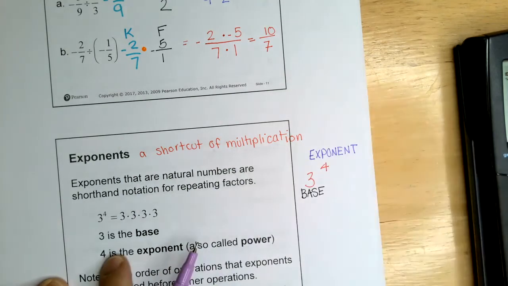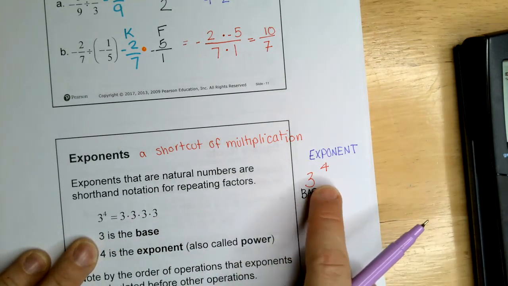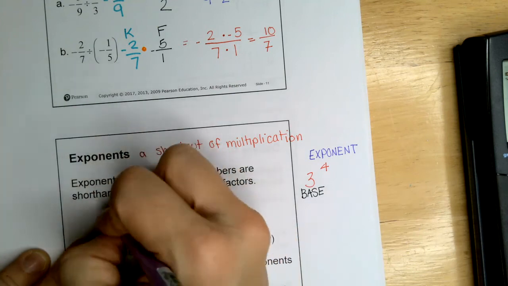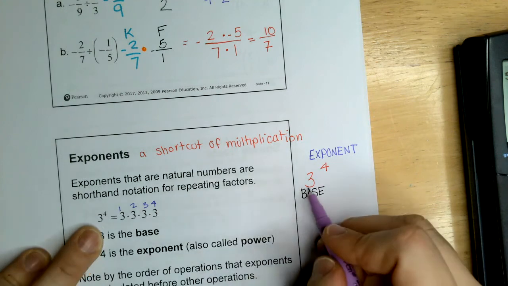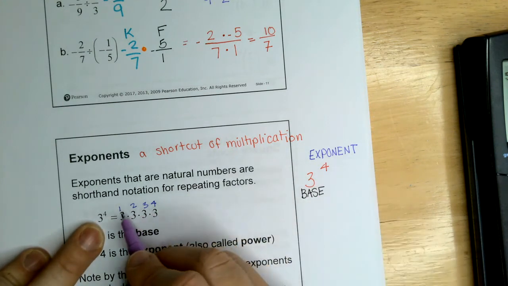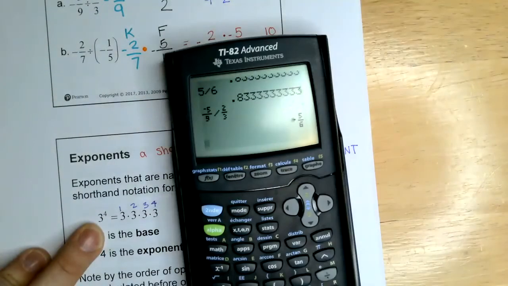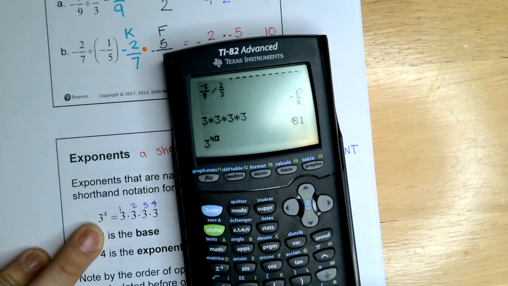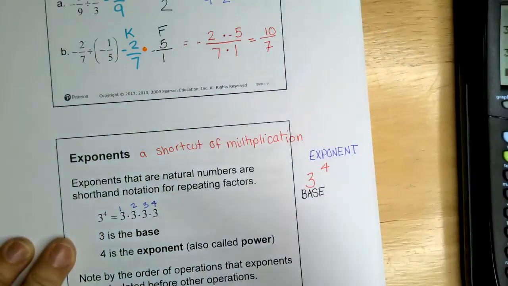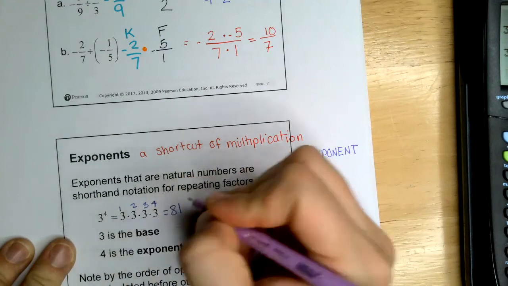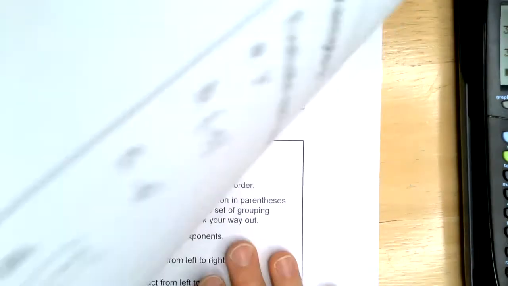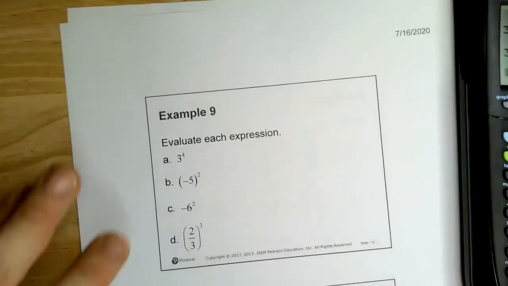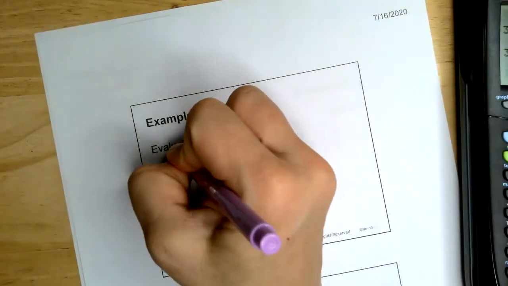And as you can see, the 4 tells us that we need 4 3s. 3s tell us what number to make the 4 numbers. So 3 times 3 times 3 times 3. 81. 3 to the 4th power, 81. Exponents are calculated before you multiply or divide. All right, so we just said 3 to the 4th power is 81.